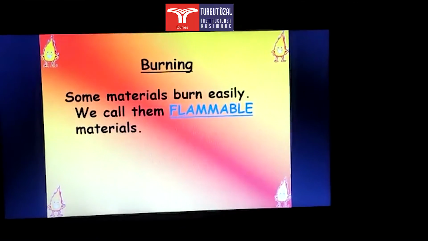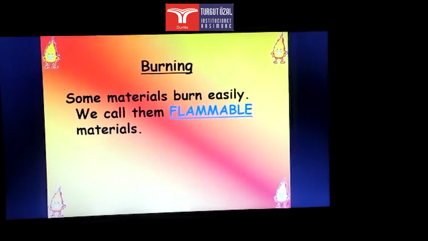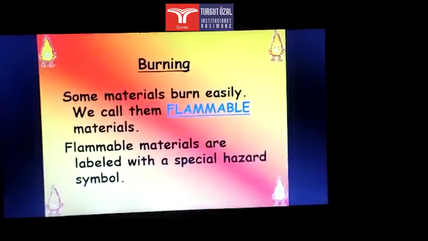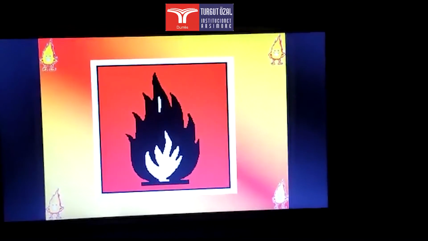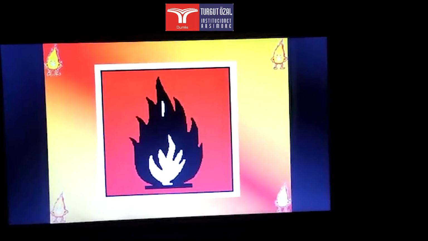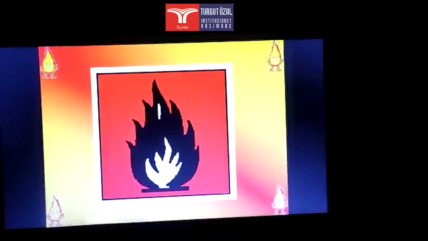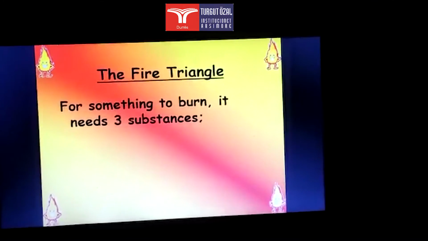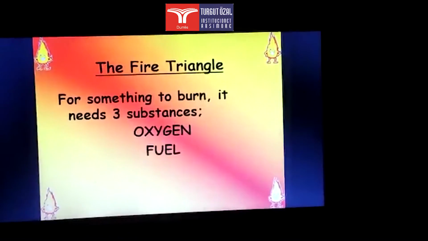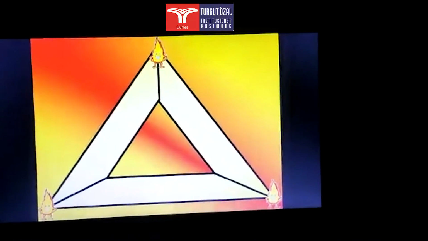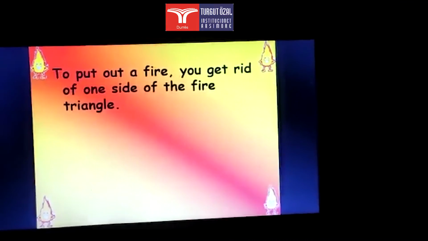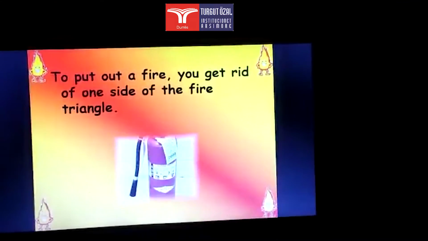The burning. When materials burn easily, we call them flammable materials. Flammable materials are labeled with a special hazard symbol. This one. Here we have a square with a red field and a flame symbol. For something to burn, it needs three substances: oxygen, fuel, and heat. This is the triangle: oxygen, heat, and fuel. To put out a fire, we get rid of one side of the fire triangle.